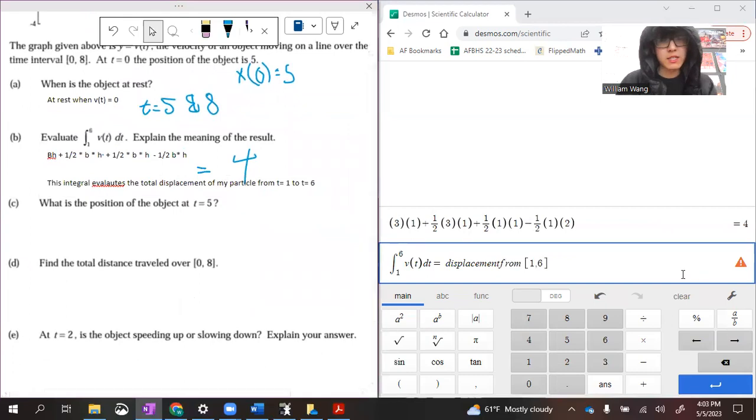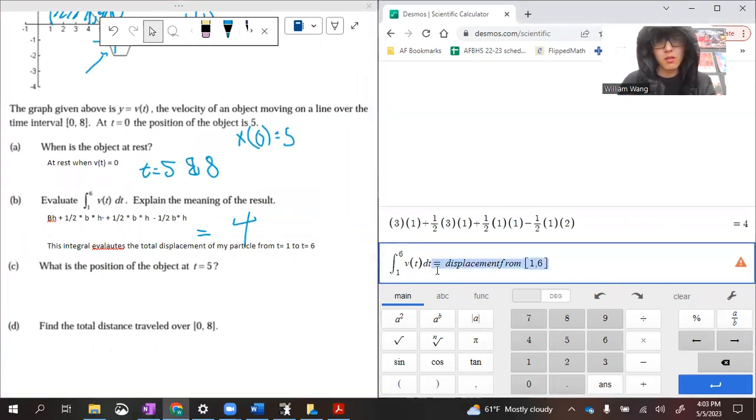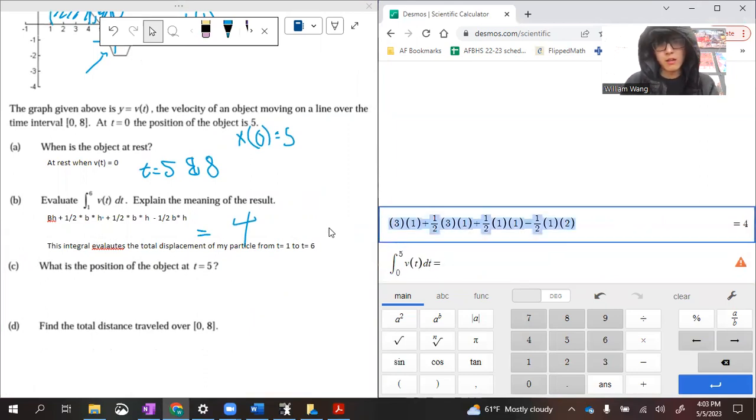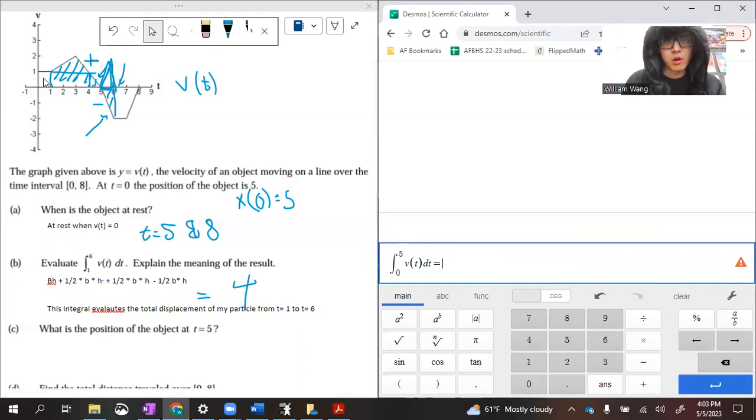Okay, what is the position of my object at t equals 5? Well, I can calculate that by calculating for my displacement from 0 to 5. Right, when I calculate for my integral from 0 to 5, that's my displacement. That was similar to before, except I'm going to recalculate for my area. So you can calculate for this area yourself, but I'm going to get, let's see, 4 times 1 for the rectangle, plus the triangle on top is, again, 1/2 base of 3, height of 1, plus 1/2 base of 1, height of 1.